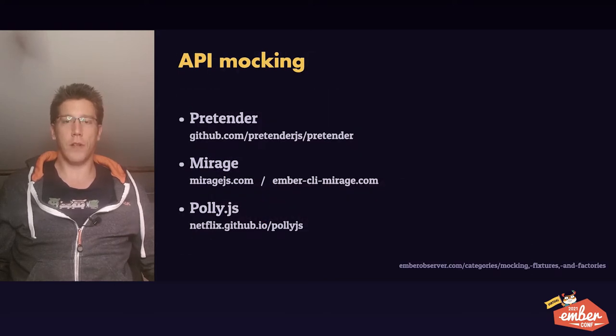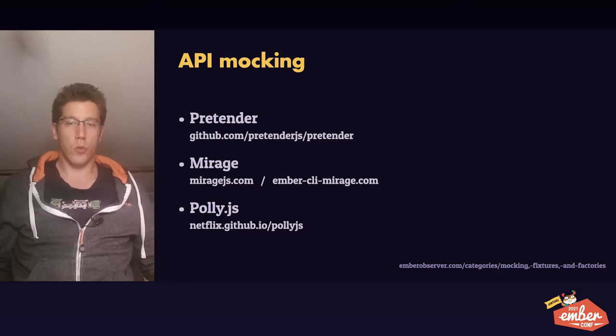Luckily, there are plenty of solutions for mocking API requests. The three most popular ones in the Ember ecosystem are Pretender, Mirage, which is built on top of Pretender, and PollyJS from Netflix. If you want to see other options, you can take a look at the Ember Observer website. For this talk, I've chosen Mirage, since that is what I'm most experienced with.